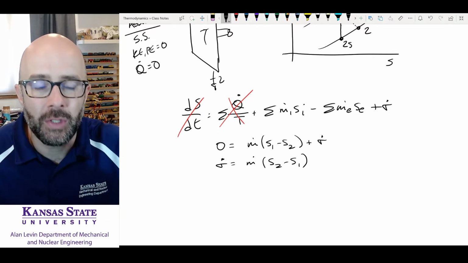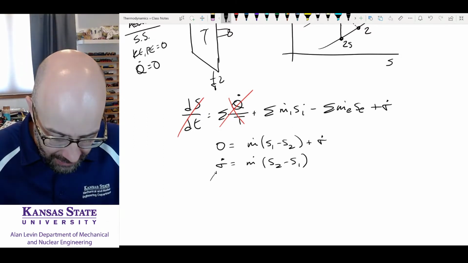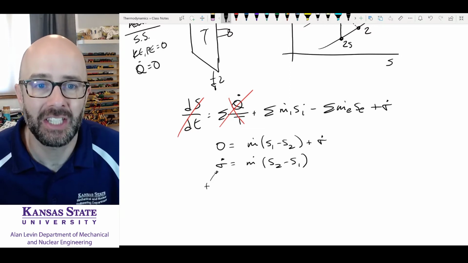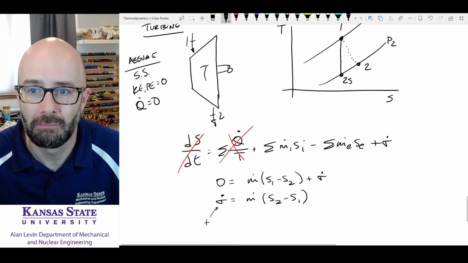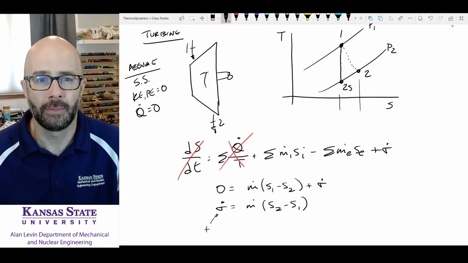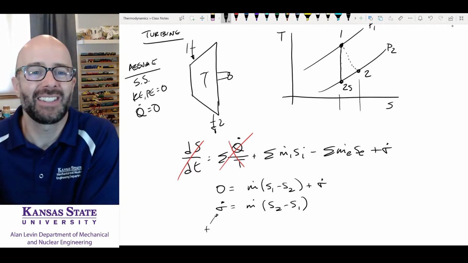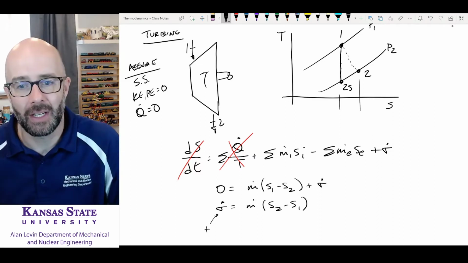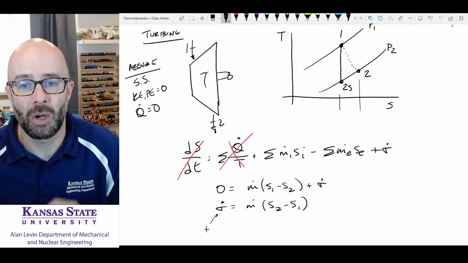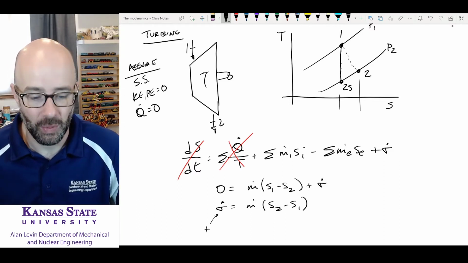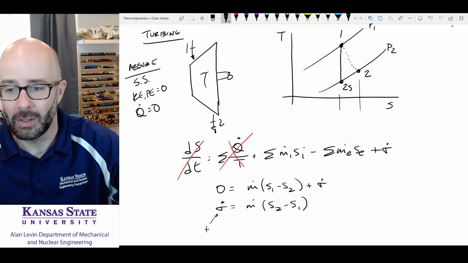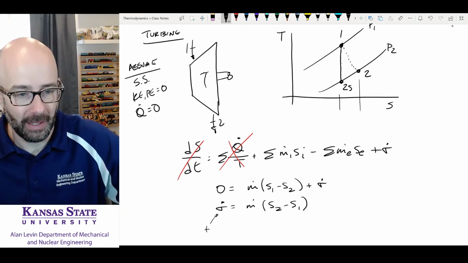So in a real turbine, you are going to have a positive number here. And to have a positive number, S2 has to be greater than S1. Look at that. That's what we're showing here. S2 is greater than S1. So that's why S2 always has to be to the right of S1. But if we have an ideal turbine, sigma dot is equal to 0, and S2 equals S1. Okay, so know that difference between a real and an ideal turbine.